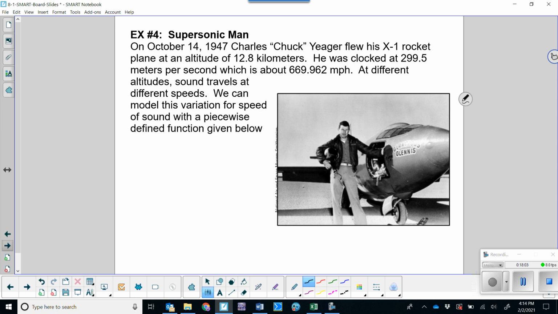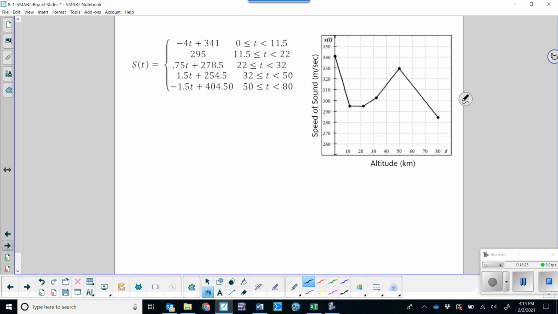He was clocked at 299.5 meters per second, and that's about 669.962 miles per hour. At different altitudes, sound travels at different speeds. We can model this variation for speed of sound with a piecewise defined function given below. Okay, so this is the piecewise function. So again, sound travels differently at different altitudes.